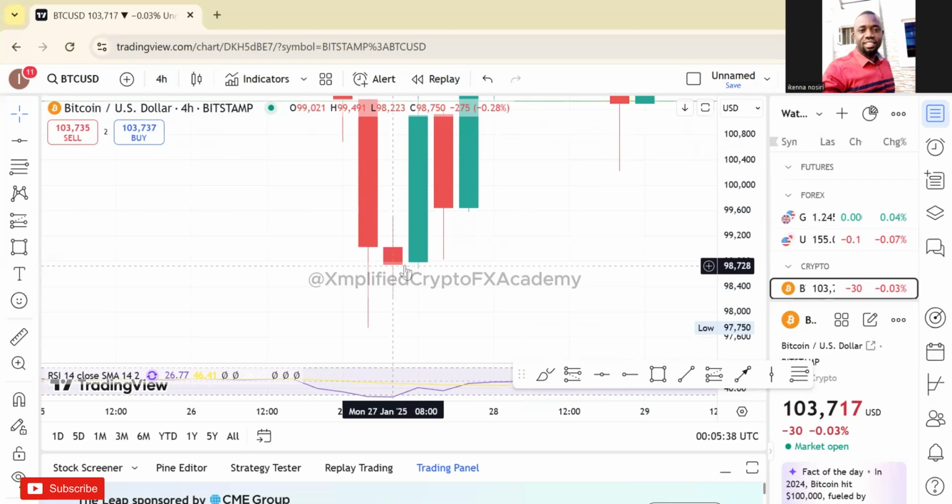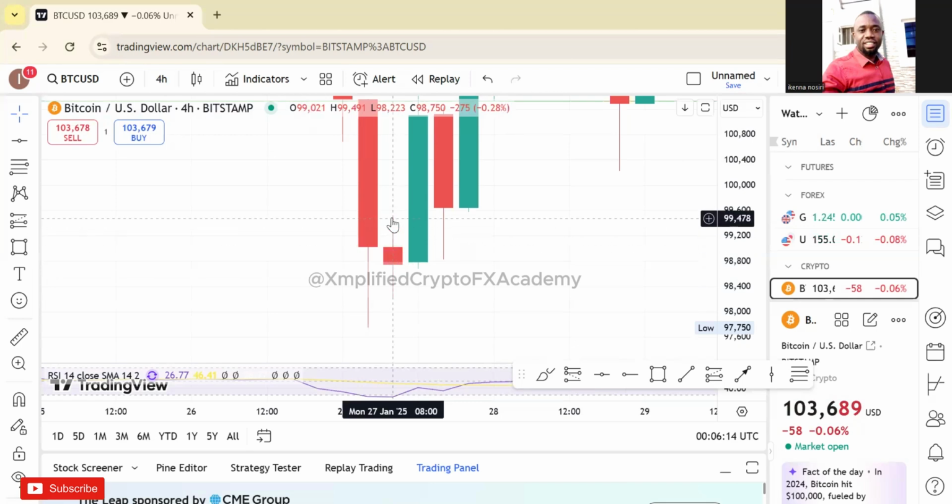This doji looking candle opened here, isn't it? The market opened here. Sellers started dragging it down, just like they want to continue selling. They dragged it down to this low, 98. But the bulls started buying it. They bought it up to this point.